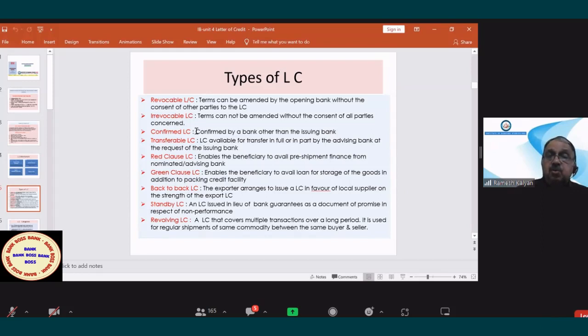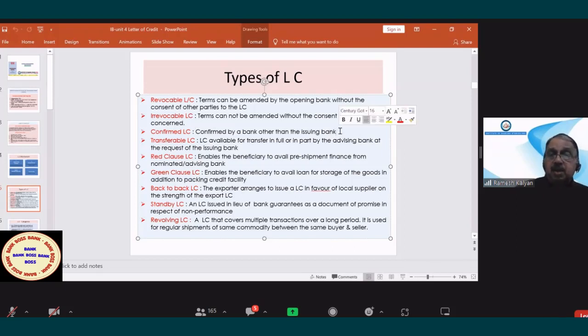Confirmed LC, I told you, once you add the confirmation, you are liable to make the payment, irrespective of whether the foreign party makes a payment or not. You are shouldering the credit risk. Naturally, you will get confirmation charges, but the entire credit risk you will be shouldering. That is irrespective.